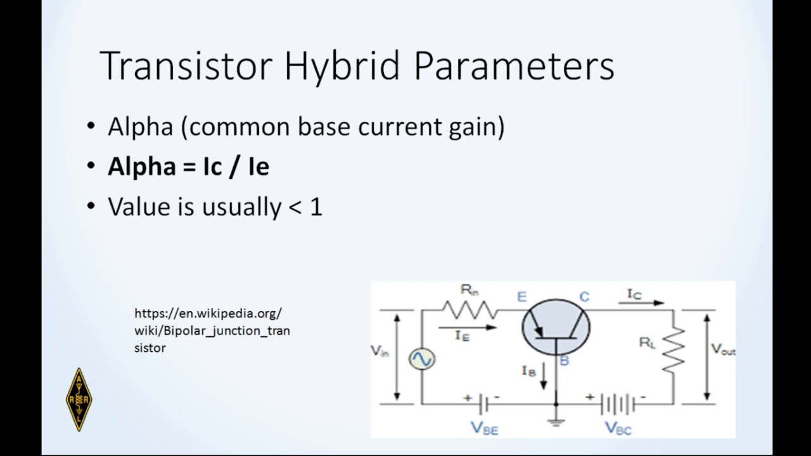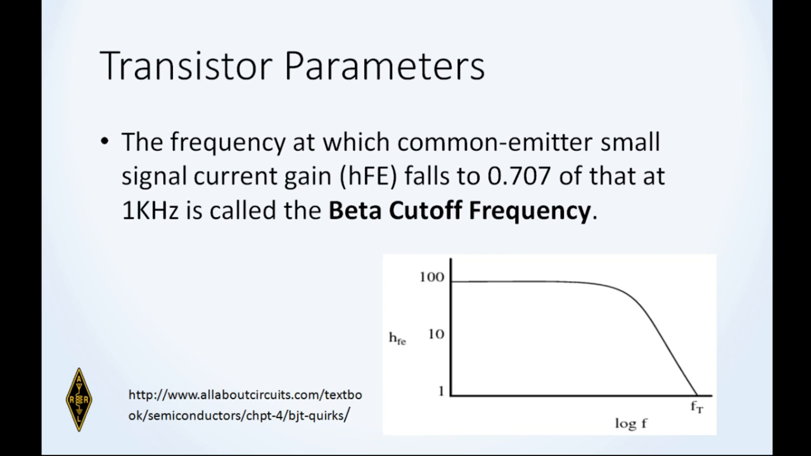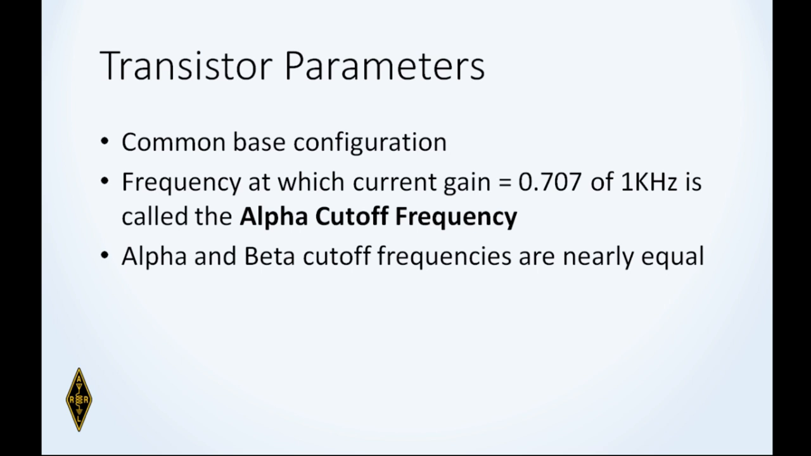Another thing is the frequency range of the transistor. How much gain will it have at a particular frequency? And when the current gain falls to 0.707, or 3 dB below a 1 kilohertz reference, that's called the cutoff frequency. And you can have a beta cutoff frequency for the common emitter configuration, or you can have an alpha cutoff frequency for the common base configuration, and they're generally about the same.